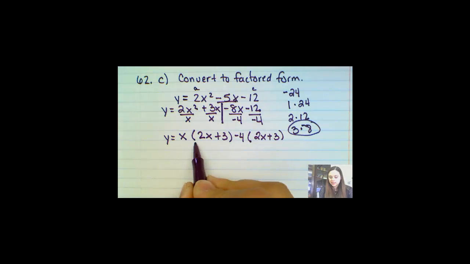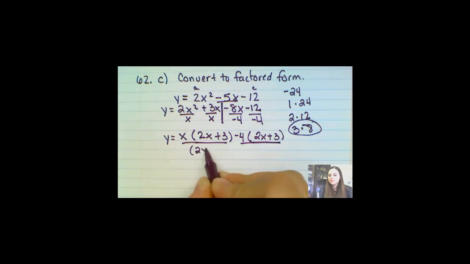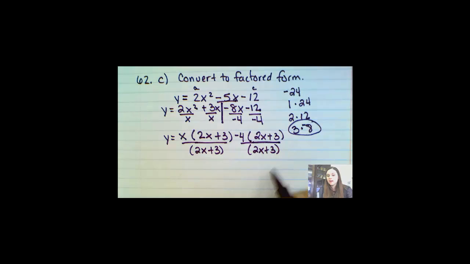So I'm going to divide both of these by that factor. I'm factoring out the 2x plus 3. And then I want to look to see what I'm left with. This 2x plus 3 is going to cancel out, and I'm only left with the x right here. This one also cancels out, and the only thing I'm left with there is the minus 4. So here's my factored form.